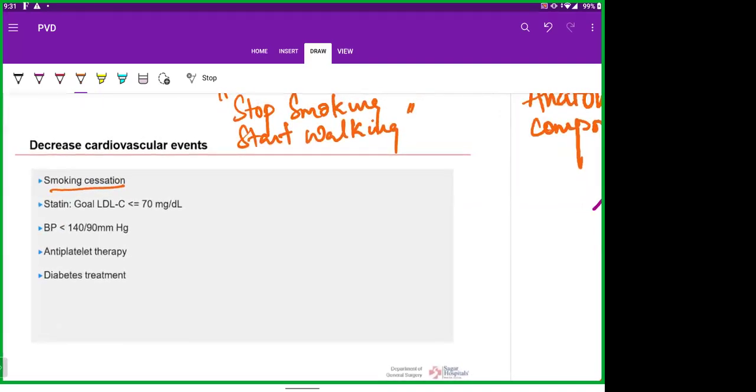When we talk about smoking cessation, even nicotine replacement therapy should not be advised. We should give them bupropion or varenicline, those drugs which will make them avoid smoking, but never use nicotine replacement therapy, because that also has some amount of nicotine, so that will not completely help in decreasing the morbidity.